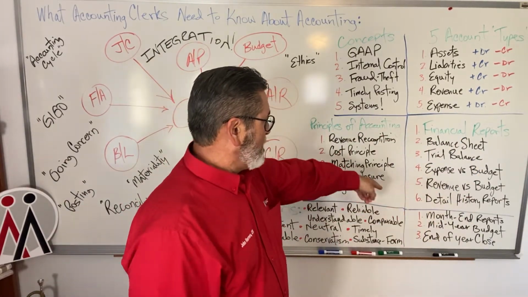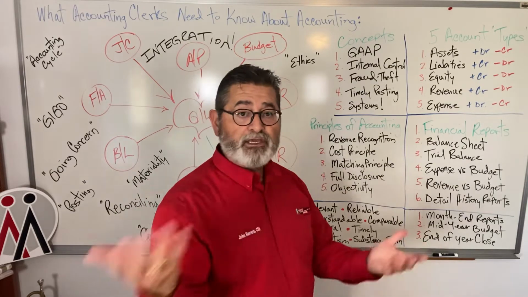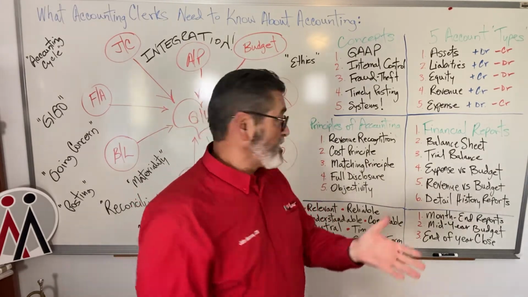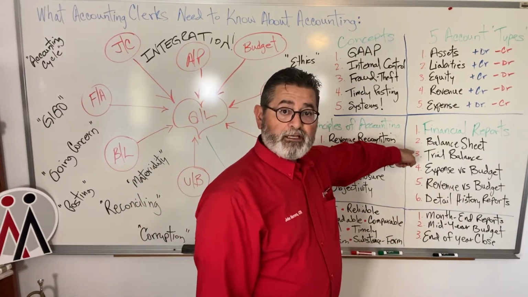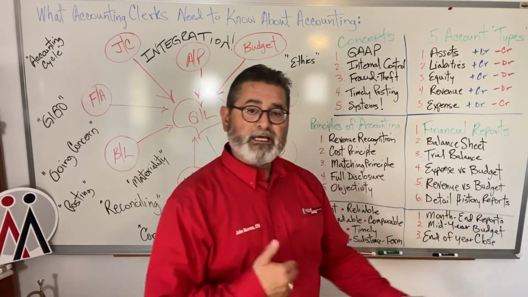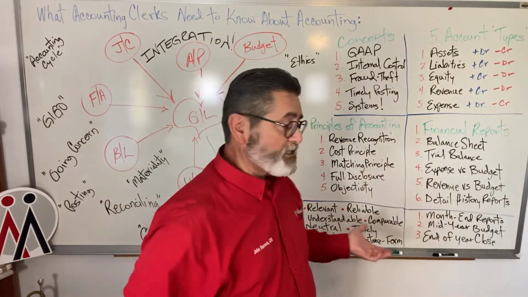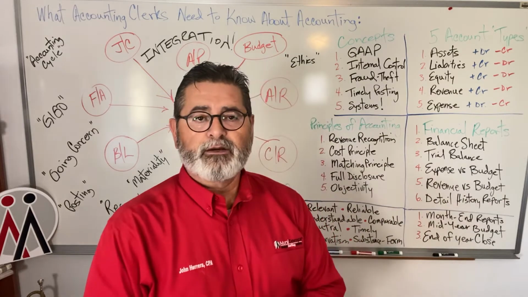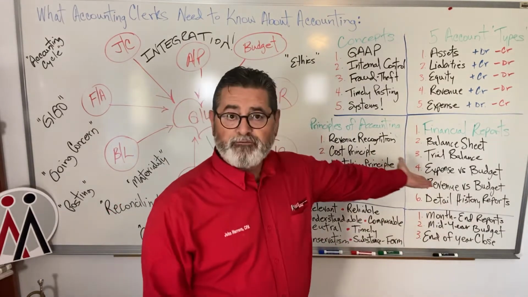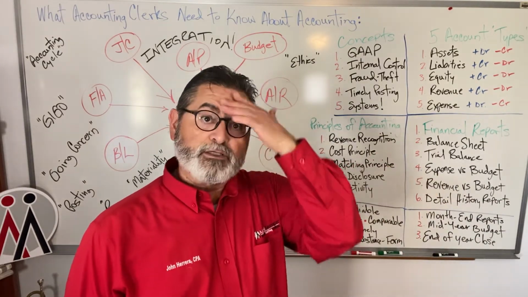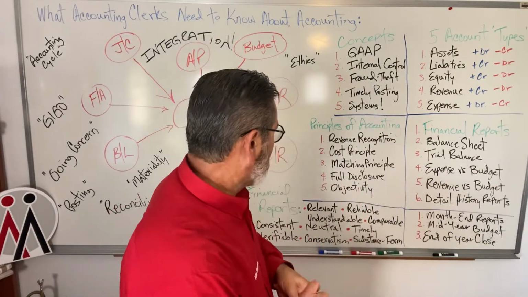The other thing is financial reports. Everything you do is so eventually there can be financial reports. The balance sheet, the trial balance, expense versus budget, revenue versus budget, detailed history reports. That's pretty straightforward, right? Your accounting system, for the most part, should be able to provide that, right?